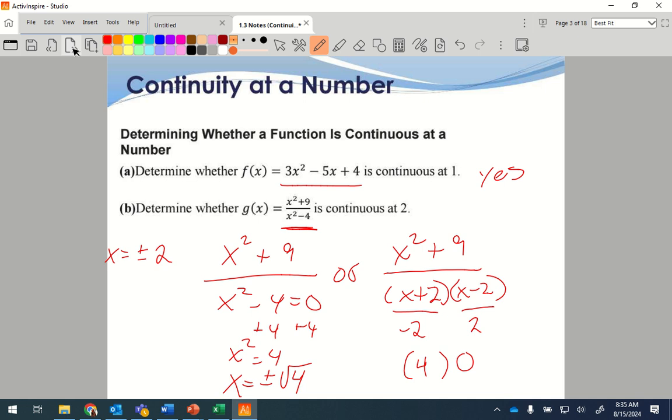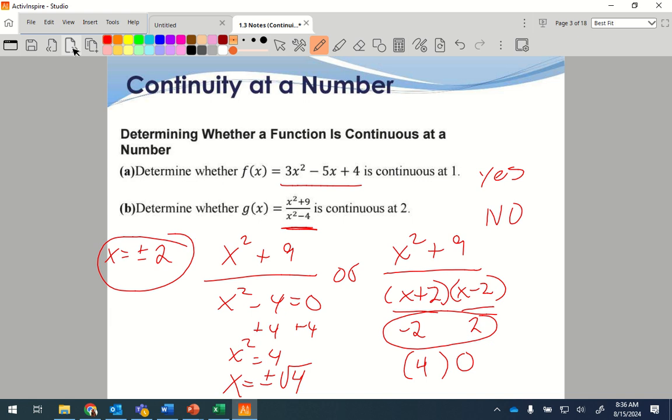Yeah. So, given that, either way, is it going to be continuous at +2? You say no? Okay. We know because both places are saying positive and negative 2, I get 0 in the denominator.